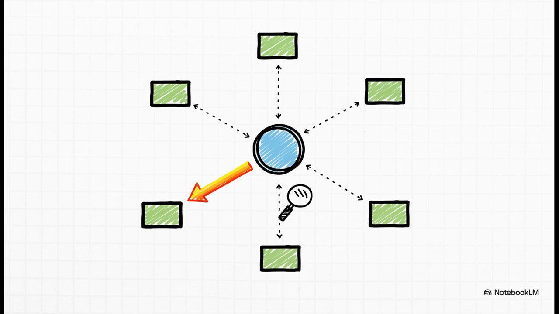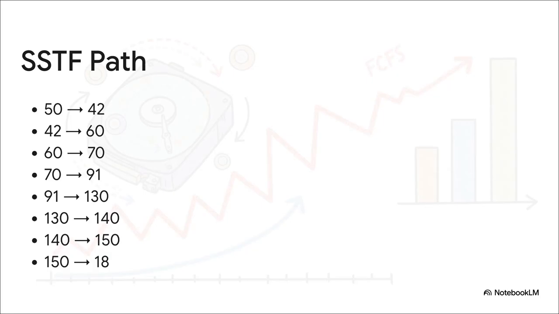It's like being on the highway and always taking the very next exit, no matter where you're ultimately trying to go. Now look at this path. It's so much more logical. From 50, the closest is 42.